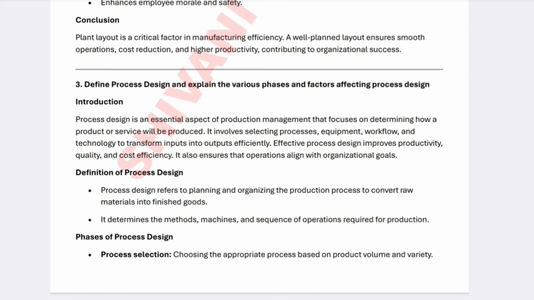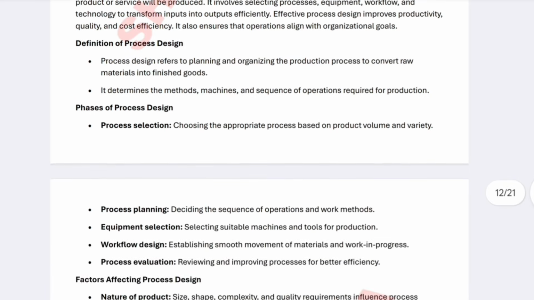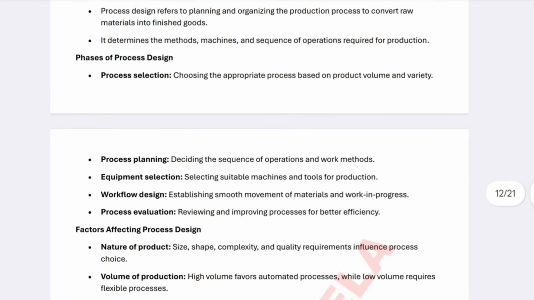Okay, so a well designed process will be able to improve your productivity, reduce your cost and achieve organizational goals also. Okay, so what is the meaning of process design, the definition of that? It will be helpful for the planning and organization of the production process that converts raw materials into finished goods. Whatever methods, machines and operations are required for the production, this will be able to achieve that. Okay, so what are the different phases of process design we are having?